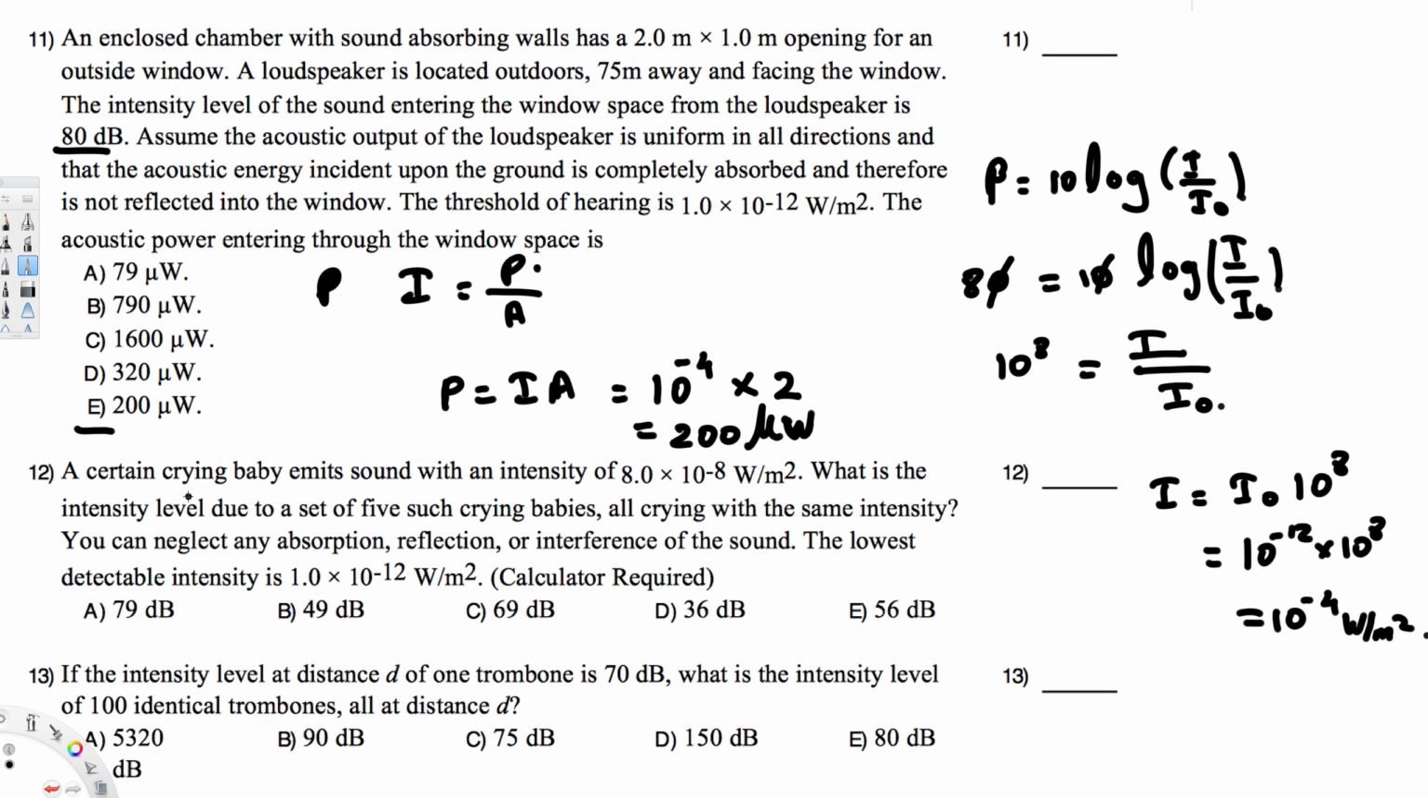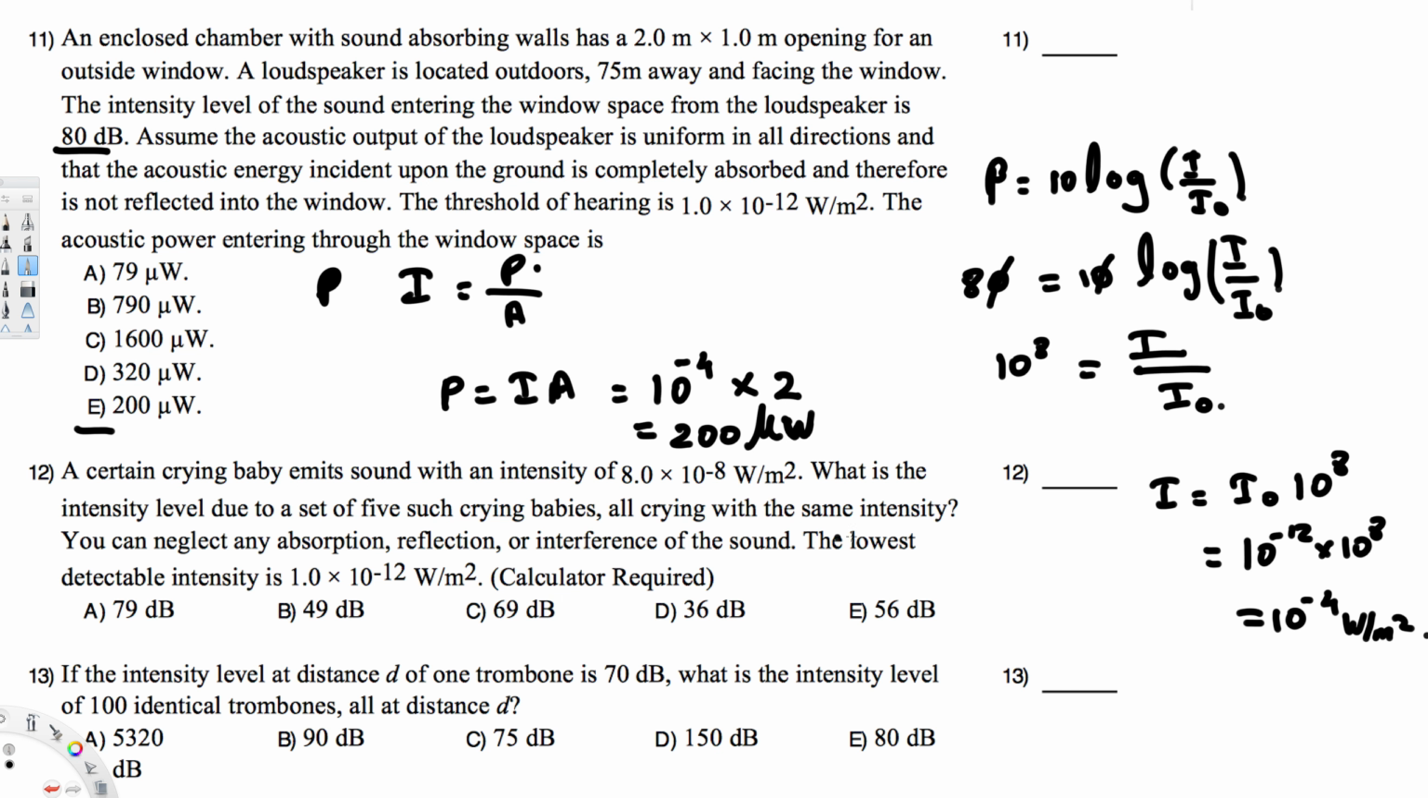Now let's look at the next problem. A certain crying baby emits sound with an intensity of 8 times 10 to the power of 8 watts per meter square. What is the intensity level due to a set of 5 such crying babies, all crying with the same intensity? You can neglect any absorption, reflection or interference of the sound. The lowest detectable intensity is this one.